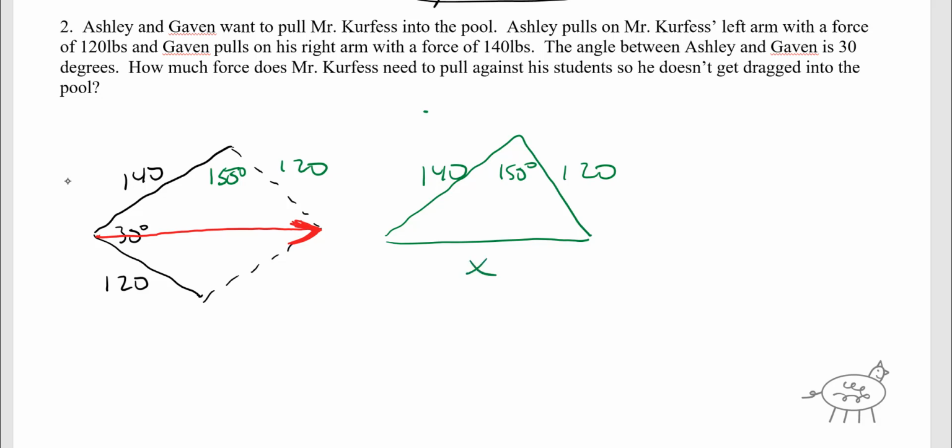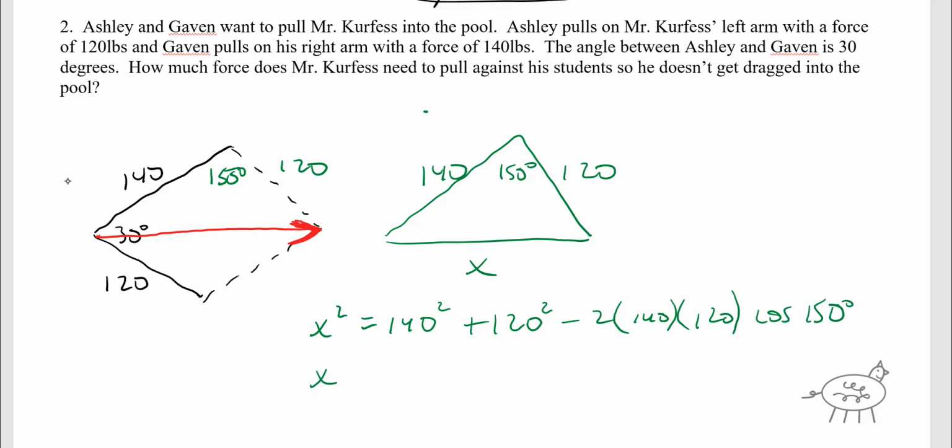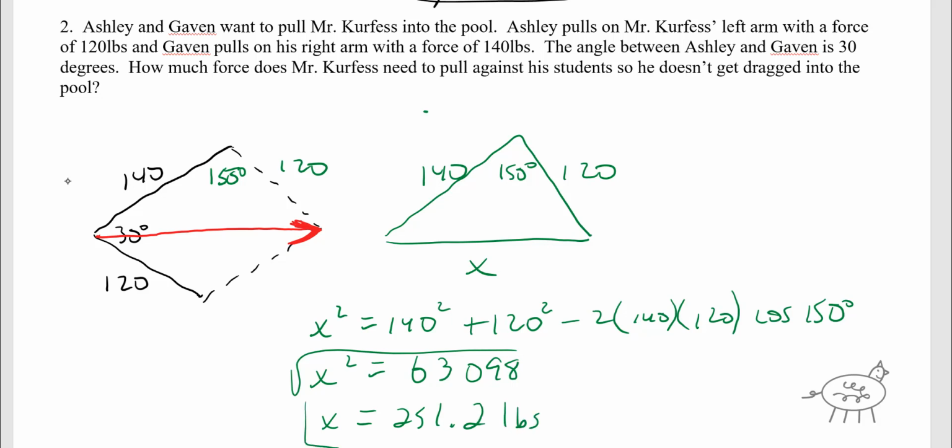That's the red resultant. So that's how much force I'm going to have to pull against those guys not to go into the pool. And again, this is pretty easy. It's just law of cosines. So x squared equals 140 squared plus 120 squared minus 2 times 140 times 120 cosine of 150 degrees. So x squared is 63,098. Take the square root of both sides, so x comes out to be 251.2 pounds, which kind of makes sense.